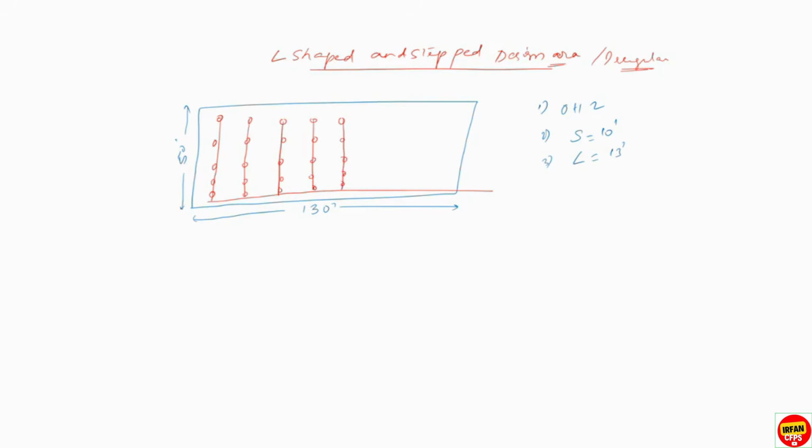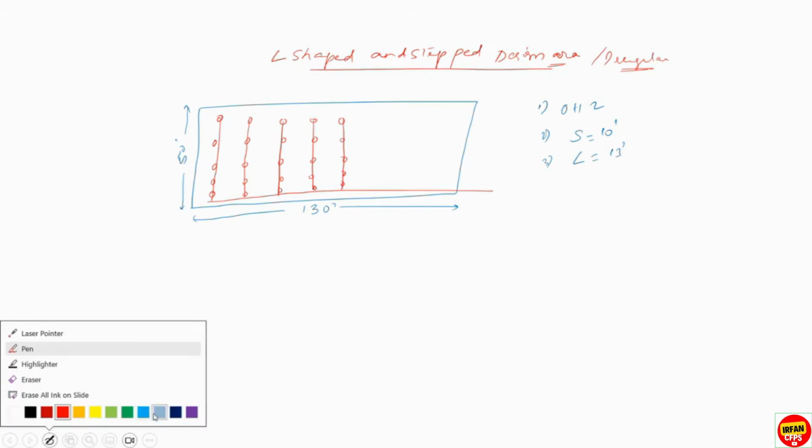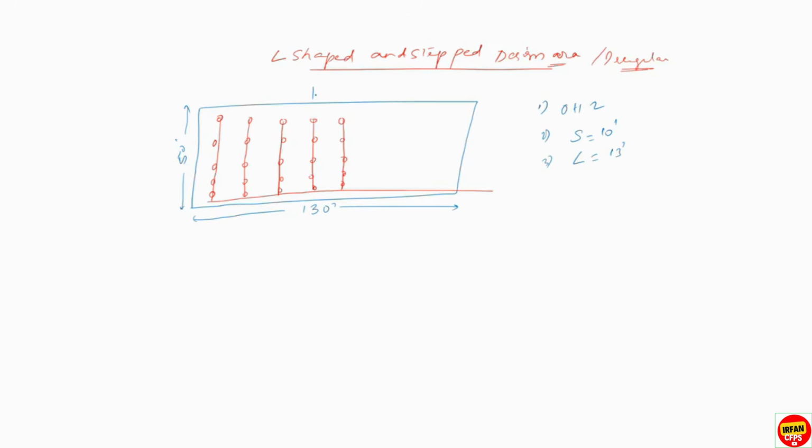Previously we selected the rectangular shaped area. Okay, so now as per the example, L will be this spacing, right? Distance between the sprinklers between the branch lines is 13 feet, which is L. Here also you will have the sprinklers, okay? I'm not drawing here. S is equal to 10 feet. So S is 10 feet, L is 13 feet.